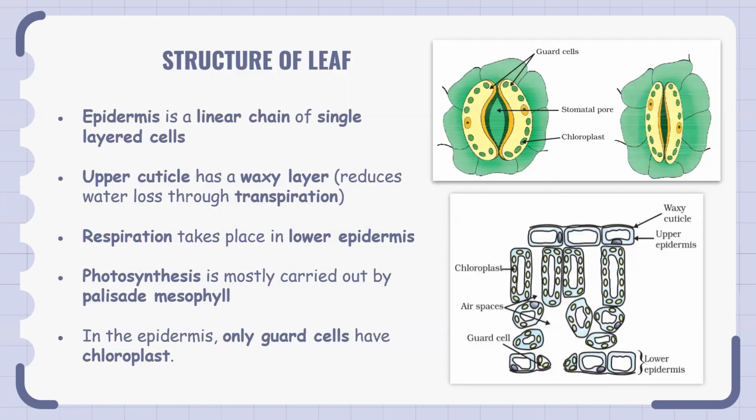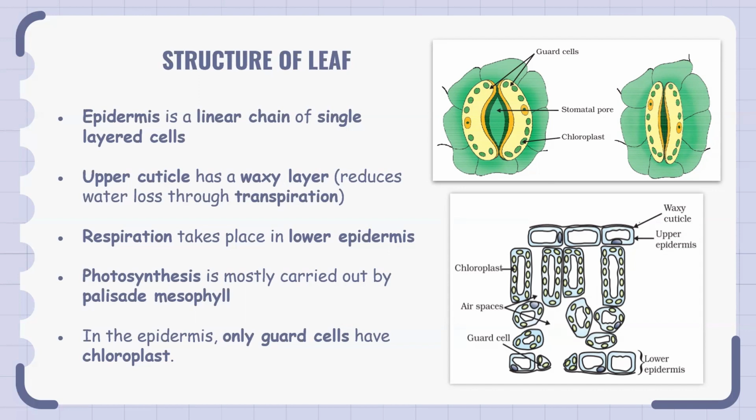Let us now observe this cross-section of a leaf. As we can see, there is a chain of single-layered cells both on the top and the bottom of the leaf. This is called the upper and lower epidermis. The upper epidermis has a waxy cuticle on top, which reduces water loss through transpiration. Respiration takes place only in the lower epidermis, as the upper part of the leaf is directly exposed to sunlight and would lose excess water through transpiration if the stomatal pore opens up in the upper epidermis.